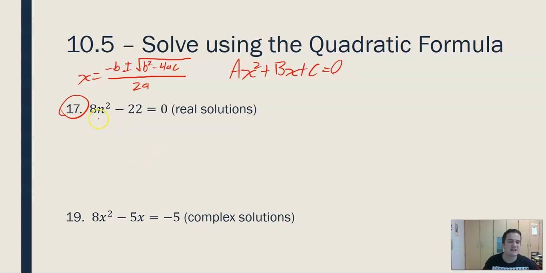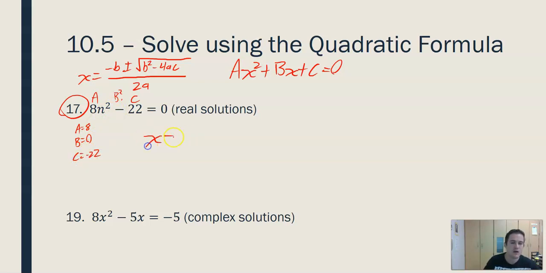Notice here I have 8n squared minus 22 equals 0. So I have an a term, I have a c term. I don't have a b term, but that's okay. I could solve this by square root method because I don't have a b term. But just for the sake of using the quadratic formula, I'm going to show you how we would solve this using the quadratic formula. So that means a is 8, b is just going to be 0 because there's nothing here, and c is negative 22.